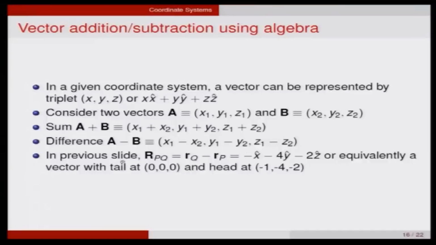So, if you go back to the previous slide, rpq was a vector directed from P to Q, and that was given by rq minus rp. You can subtract the individual components and you are going to get a vector which is minus x hat minus 4 y hat minus 2 z hat. Equivalently, it can be represented as a vector with tail at 0 0 0 and head at minus 1, minus 4 and minus 2. Okay. This is how you are going to subtract the 2 vectors.